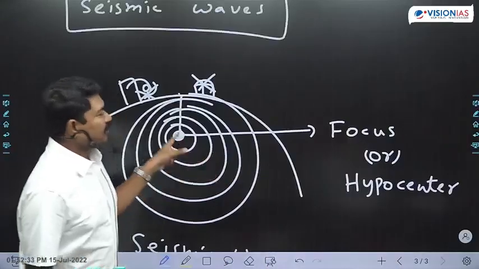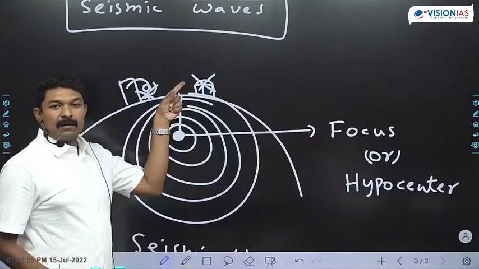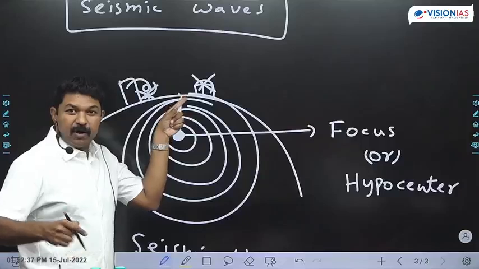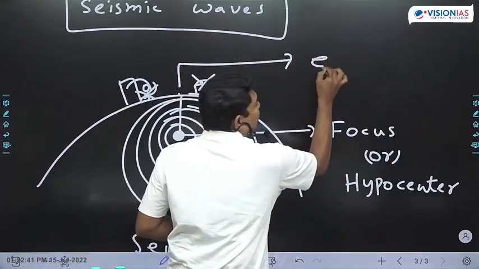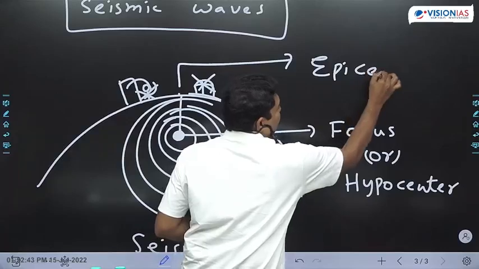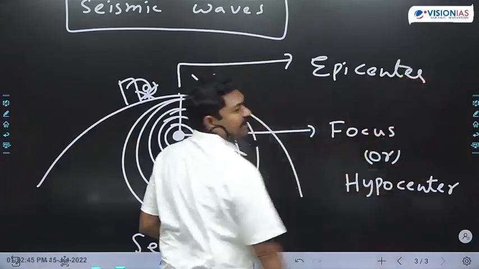The point perpendicular to the focus on the surface is called the epicenter.